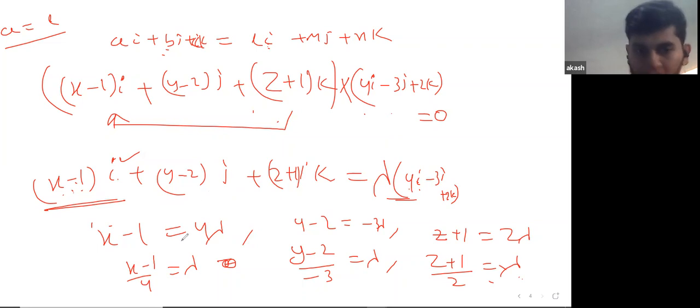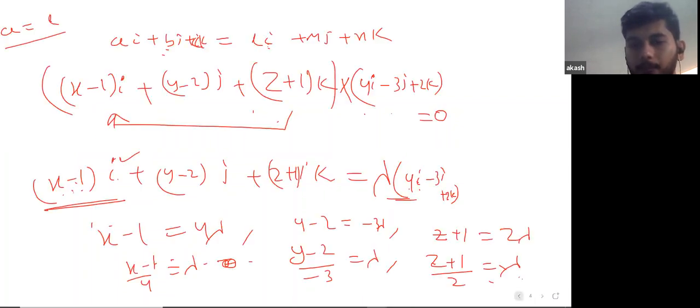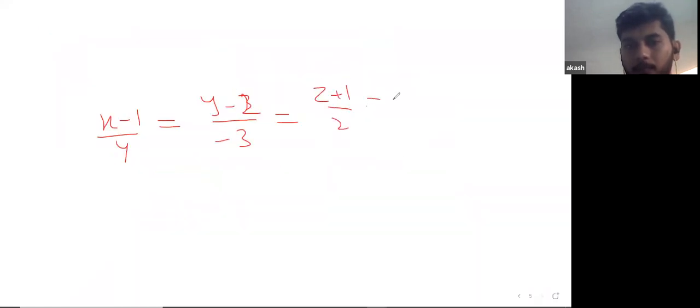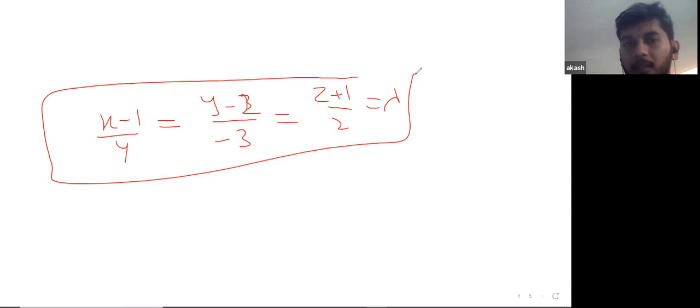So now I can write: this equals lambda, this equals lambda, this equals lambda. If all the quantities here equal lambda, that means all quantities are equal. I can write it like that also. So x minus 1 upon 4 equals y minus 2 upon minus 3 equals z plus 1 by 2. Can I write like this also?